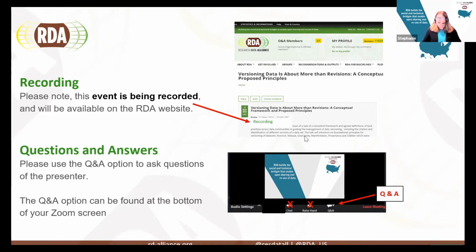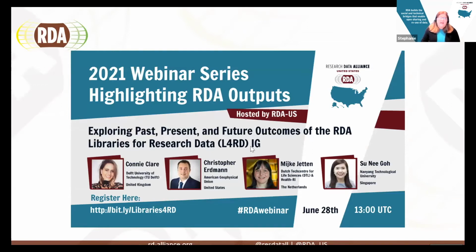So today's webinar is hosted by the RDA US, and it's the fourth in the webinar series highlighting RDA group recommendations and outputs. Today we'll be hearing from the RDA Libraries for Research Data Interest Group. L4RD is the acronym for that, so you're going to hear me talking about that throughout.